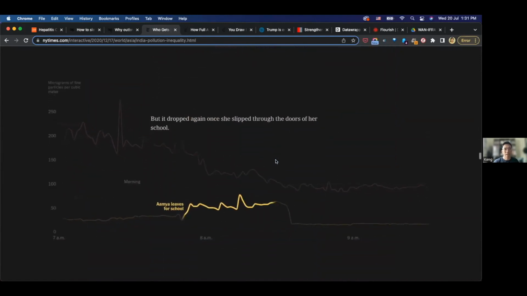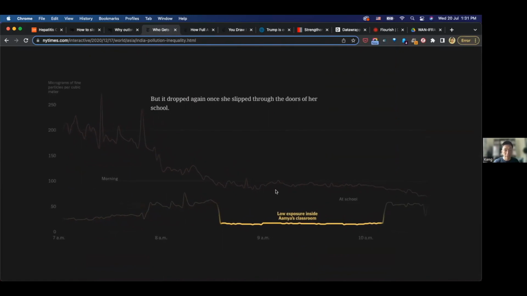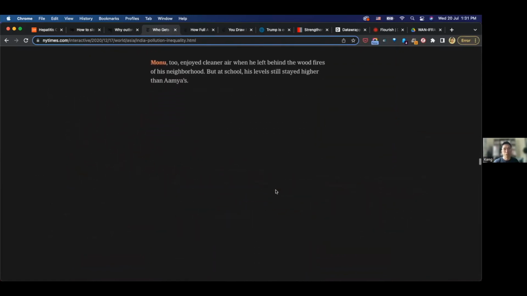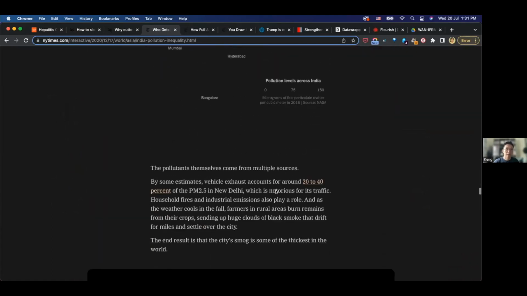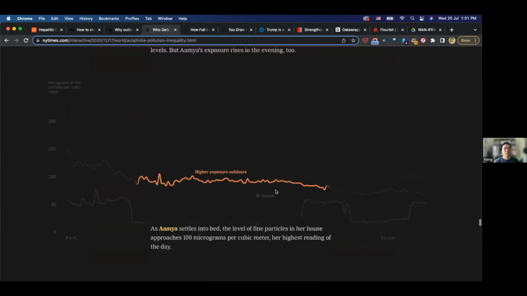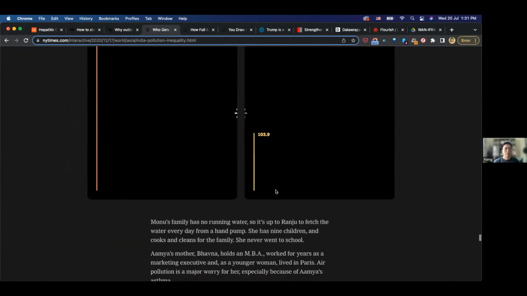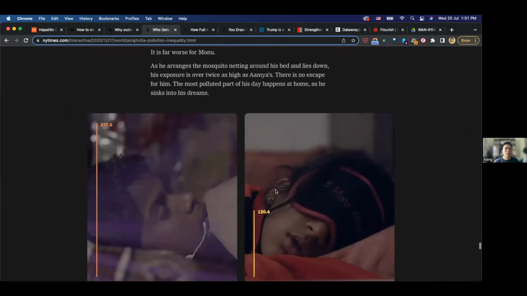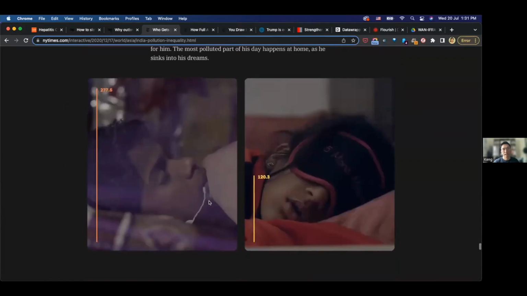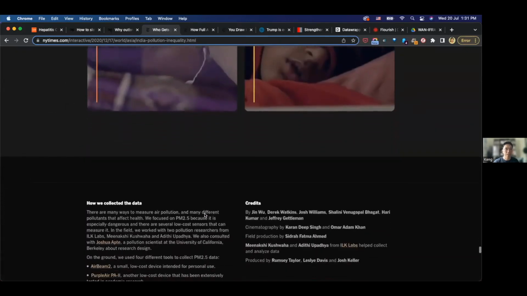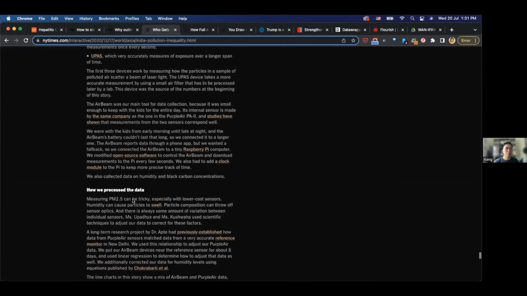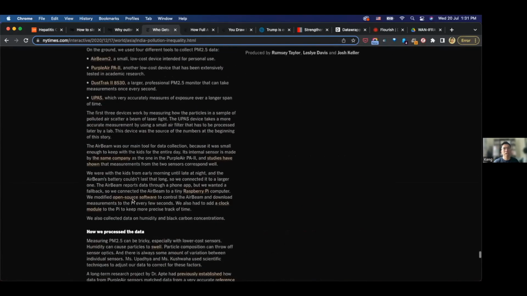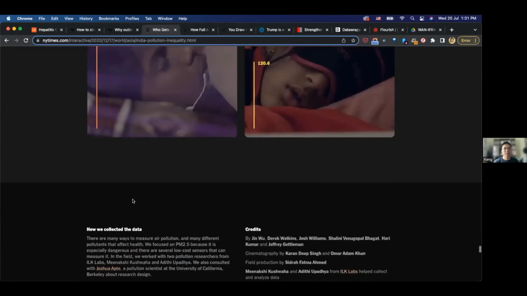And then they look further into the day, what is the data of the two kids. All right, so I'm just going to scroll to the end of the story. Yep, and this is the end of the day for the two kids. Okay, and of course they have a long part about their methodology, how they collect the data, who they work with, and things like that.